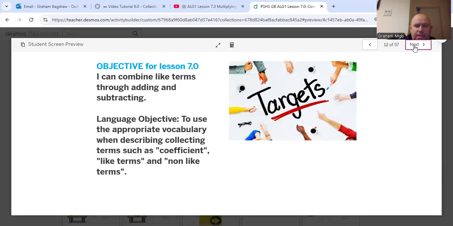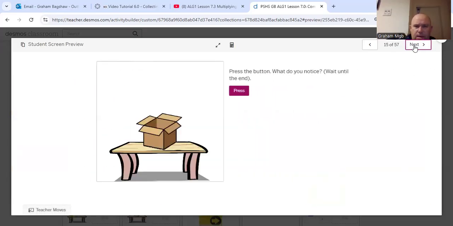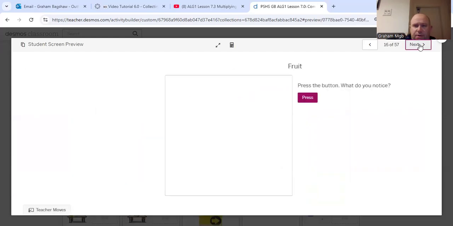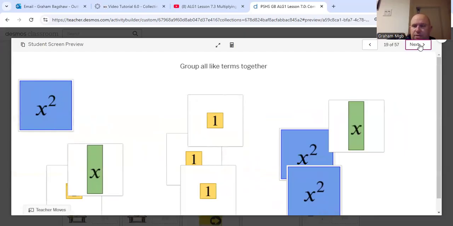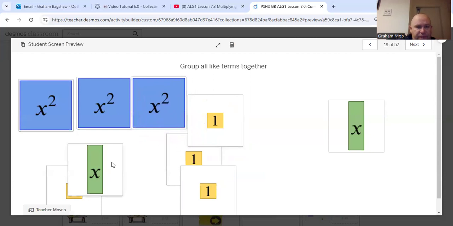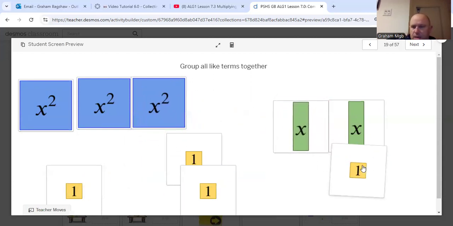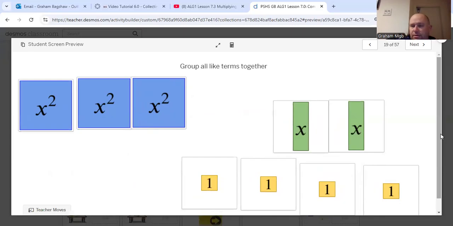All right, let's take a look at lesson 7. But basically, we're looking at combining like terms through adding and subtracting. We'll look at some word problems, but we're also going to introduce algebra tiles today as well. Now, there are some little activities here, but we're going to skip these ones just because we've seen these ones before. And we're going to get straight to our algebra tiles. So the thing with algebra tiles is we have different shapes that we use for different objects. Essentially, we have what I call big squares, which are our x squareds. We have x's, which are our rectangles. And then we have little squares, which are our single units.